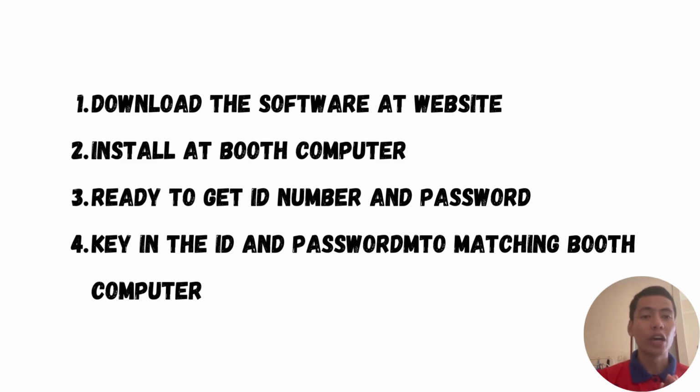So, how to get the TeamViewer software? Firstly, you can download TeamViewer software at the website. After that, you install the TeamViewer on the computer. Next, get the number ID and password. Lastly, key in the number ID and password to match that.